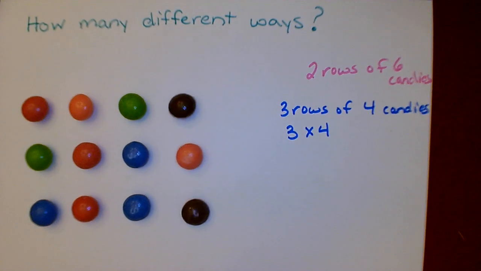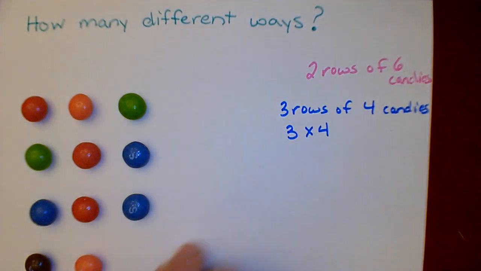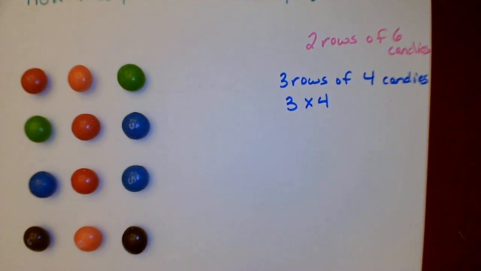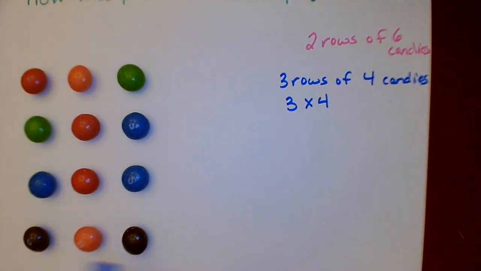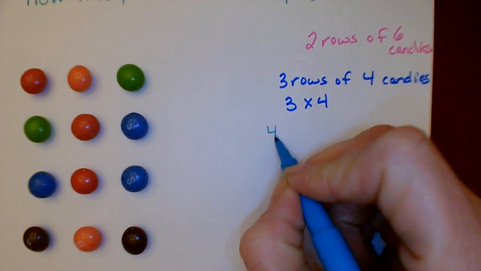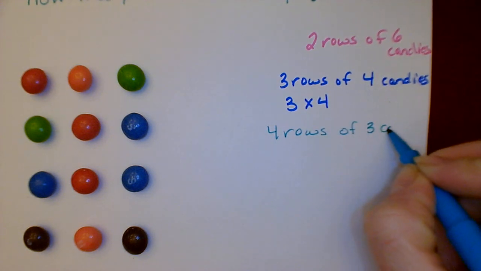So let's go ahead and do that really quick. I'm going to turn it into my 4 rows. So now you see I have 4 because we want rows right now. Even though rows and columns are similar, we're going to go with the rows. So here I have 1 row, 2 rows, 3 rows, 4 rows. So this time I have 4 rows, and each row has 3 candies. 1, 2, 3, 1, 2, 3. So I'm going to jot that. So now I have 4 rows of 3 candies.